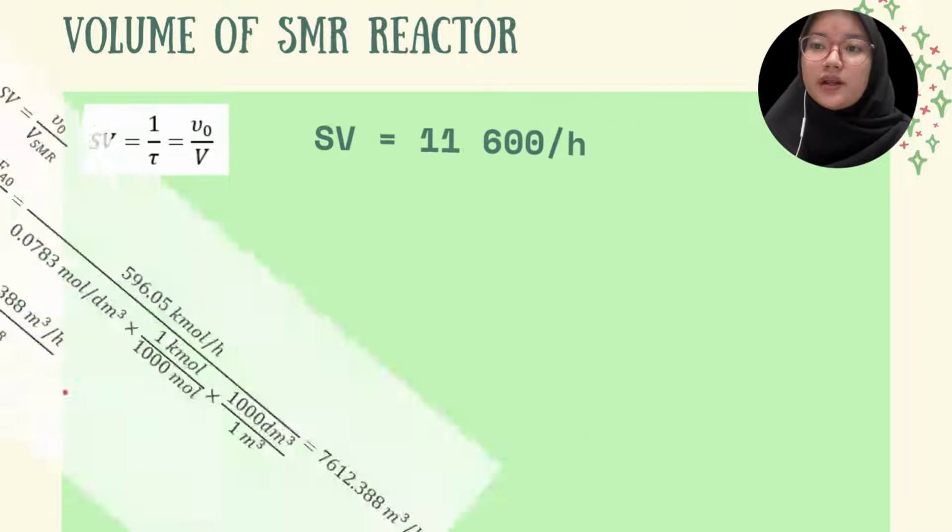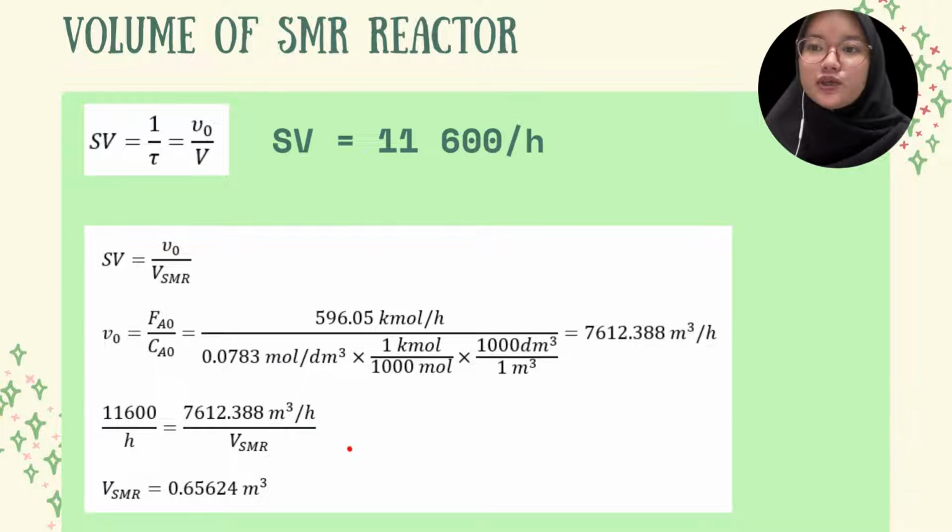The volume of the SMR reactor is calculated by using the space velocity of the reaction. Here, the equation is space velocity is equal to volumetric flow rate over volume of reactor. First, we calculate the volumetric flow rate of the feed using the formula FA0 over CA0 and we obtain the volumetric flow rate as 7612.388 meter cube per hour. Then we substitute the value into the space velocity formula. Here, the space velocity value is 11,600 per hour and it is obtained from a reference. The volume of the SMR reactor obtained is 0.6564 meter cube.